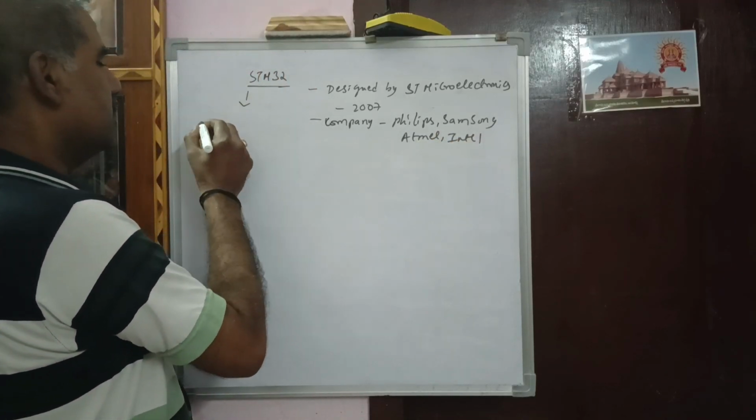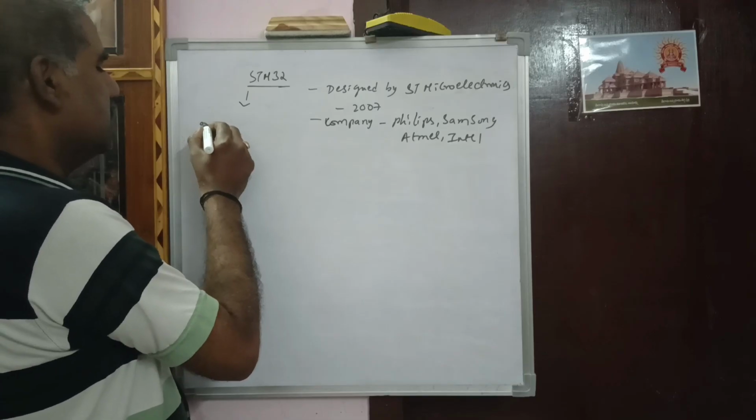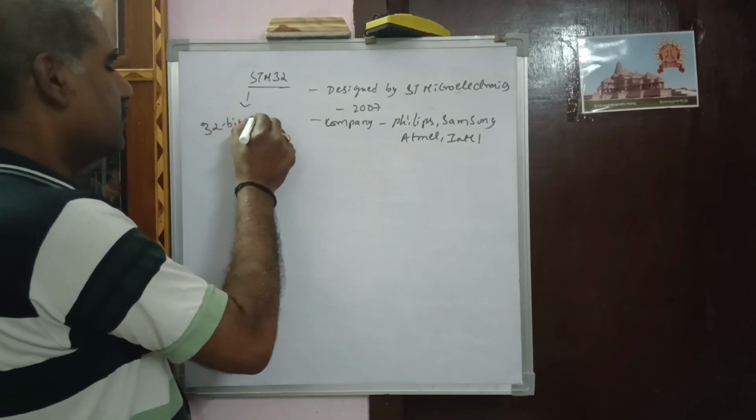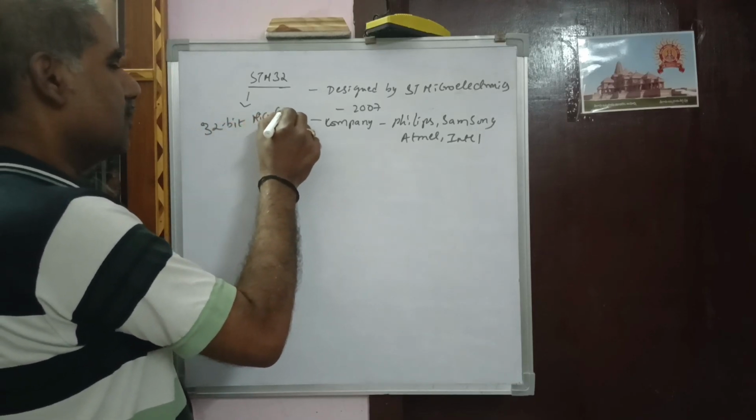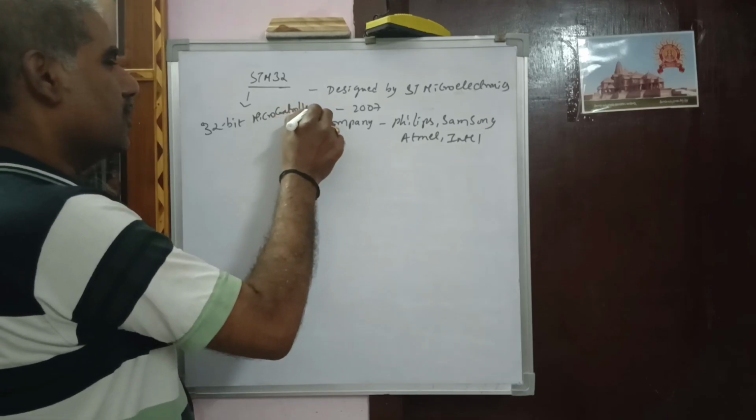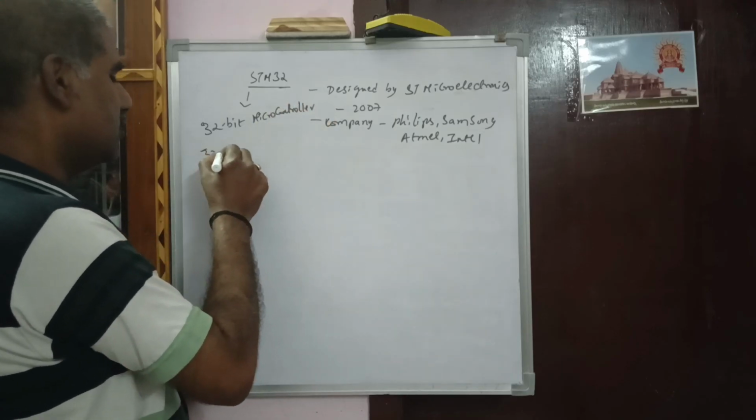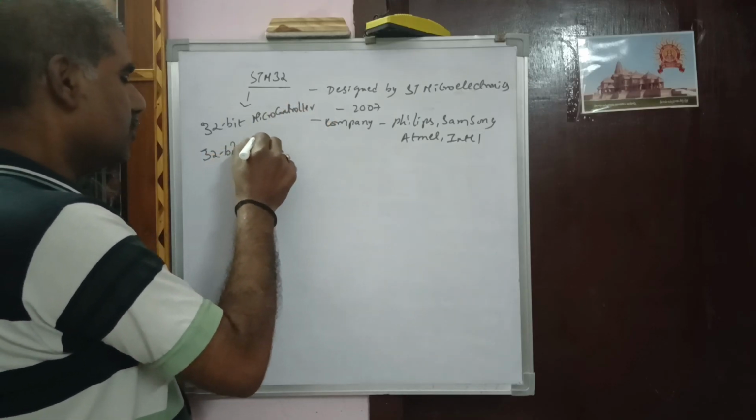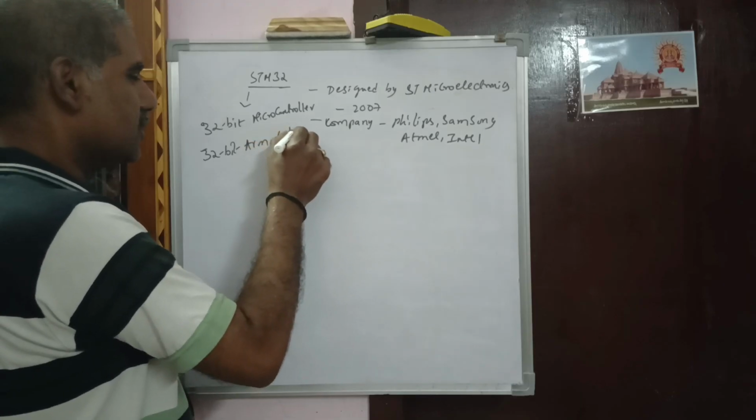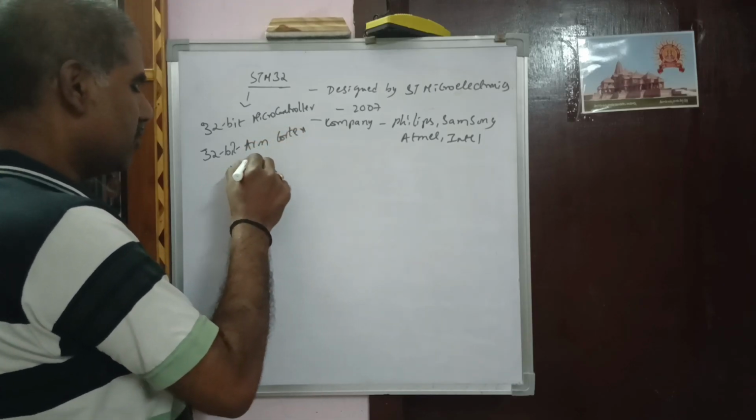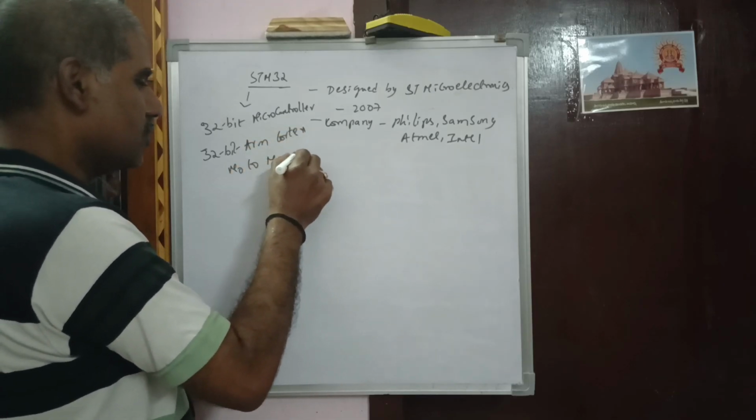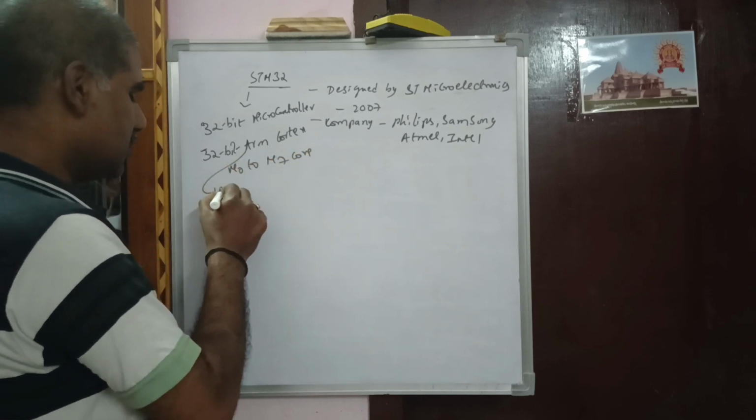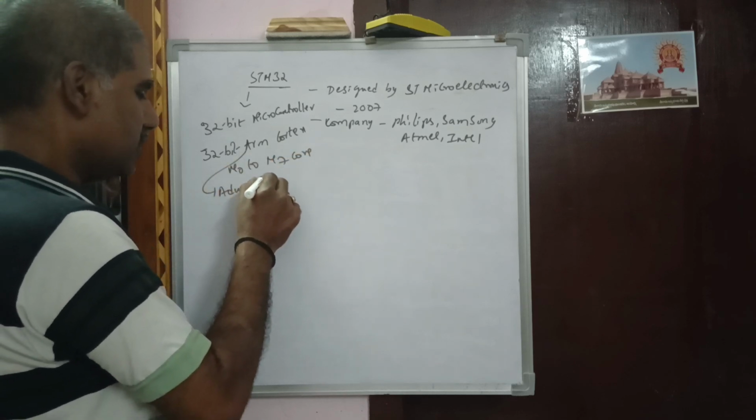Actually, STM32 is a 32-bit microcontroller. It is also known as 32-bit ARM Cortex, which ranges from M0 to M7 core, whereas ARM means Advanced RISC Machine.